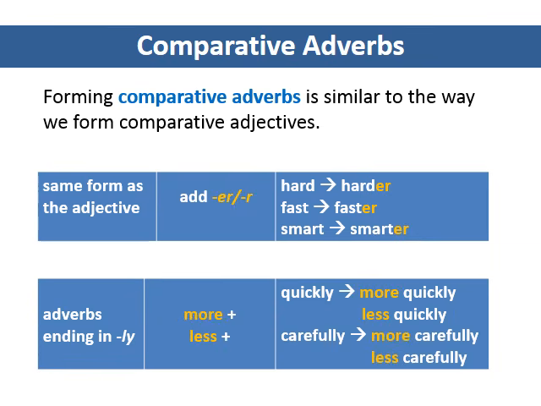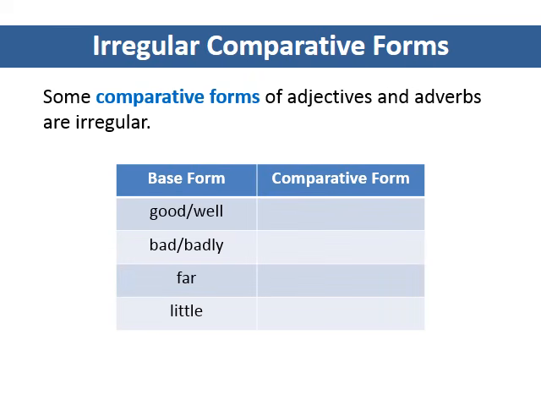Many adverbs end in -ly. For most adverbs ending in -ly, we add more or less before the base form to form the comparative. Examples are more quickly and less quickly, and more carefully and less carefully. Some comparative forms of adjectives and adverbs are irregular. The most common irregular comparatives include better, worse, farther, and less.